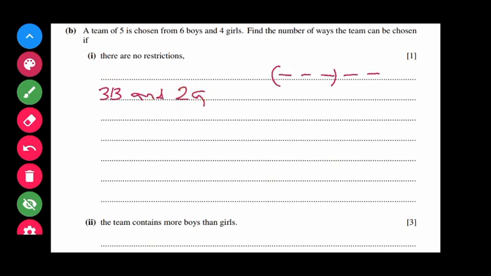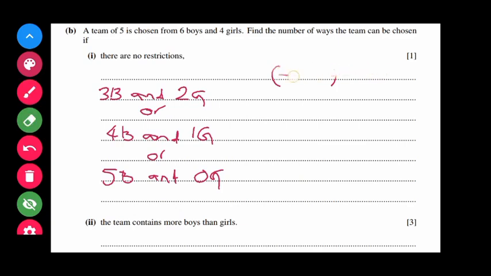We can arrange now? Yes, or 4 boys and 1 girl. That arrangement is also possible? Yes. Or 5 boys and no girl. That arrangement is also possible because they have given the condition that number of boys is more than number of girls. Other than that, nothing is given. Not arrangement, sorry, it is selection.